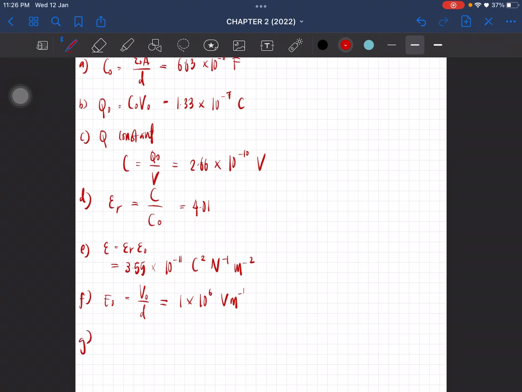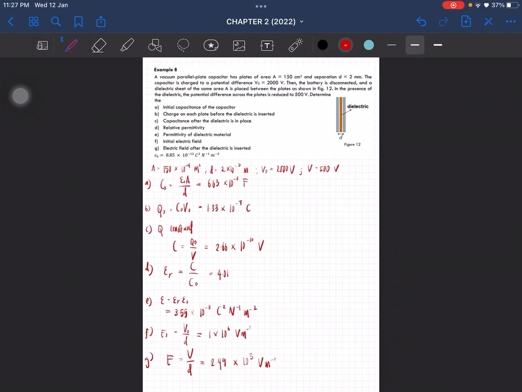Okay, and then lastly the electric field after the dielectric is inserted is equal to V over D. Okay, just use the potential difference at 500 volt. Okay, so the answer is 2.49 times 10 to the power of 5 volt per meter. Okay, so that is the solution for example number 8.